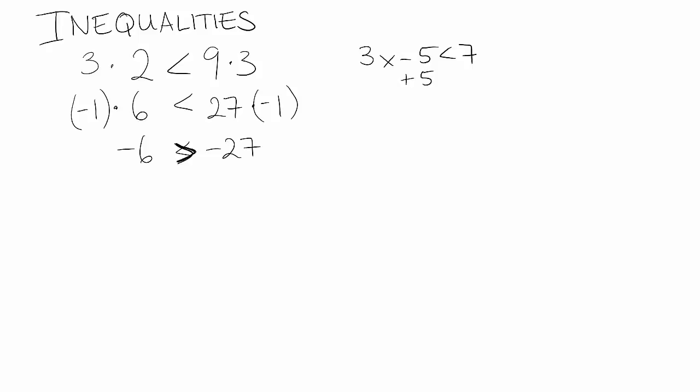So we're allowed to add 5 to both sides. We get 3x less than 12. We can also divide both sides by 3, and that's fine. x is less than 4.